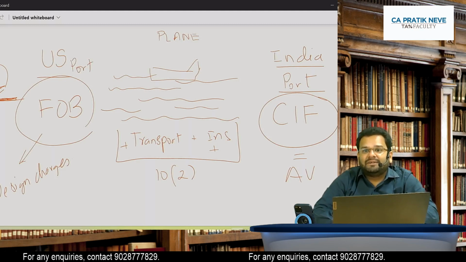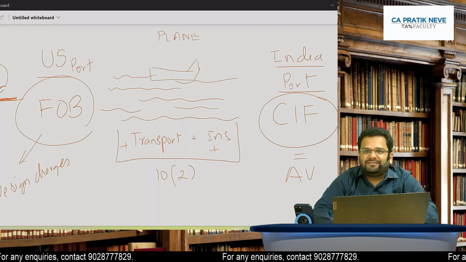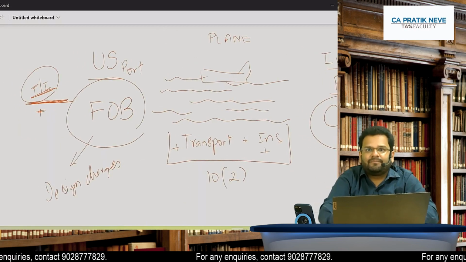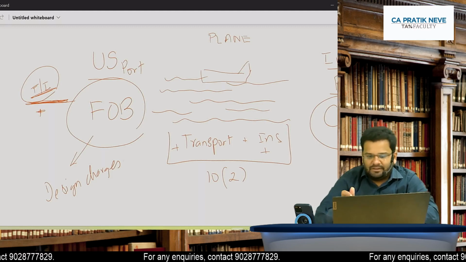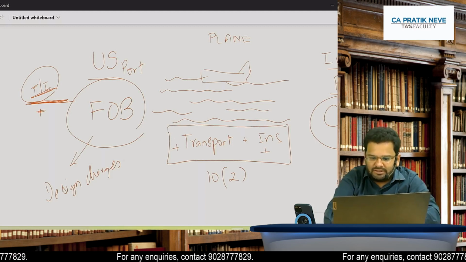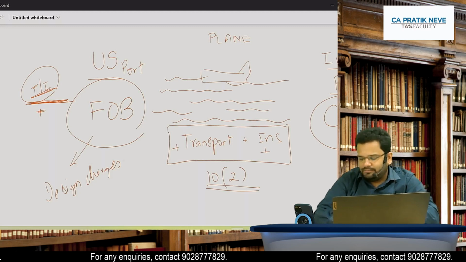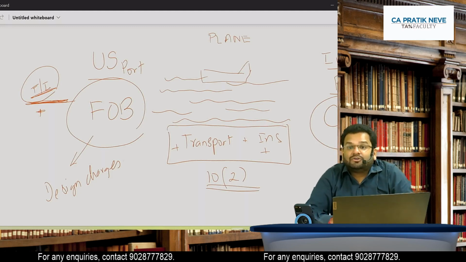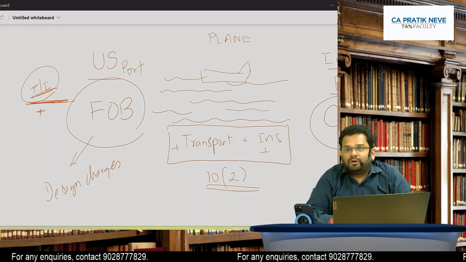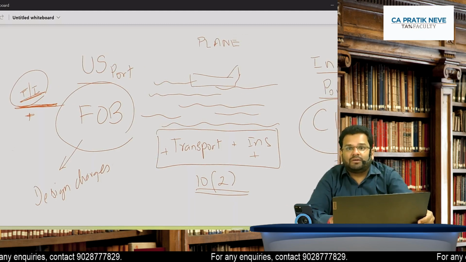But chances are very less of such adjustment. I hope, Swati, it is clear to you now. This is most common transport and insurance, which is adjustment of 10-2. Understood? Okay, very good. So now friends, I hope all things are clear to you, whatever we discussed till now.